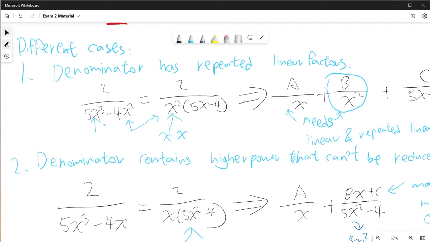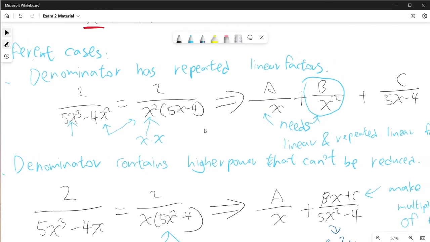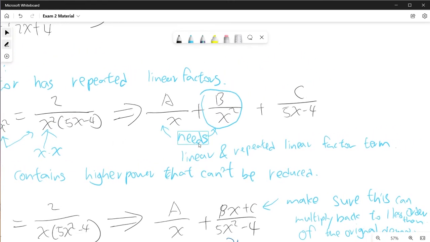But notice the x squared here actually has a repeated linear factor, right? It's x times x. This applies if you have x plus 1 squared, right? It's x plus 1 times x plus 1. It's a repeated factor, you can write it out and you see that it's repeated with a higher power. In that case, the expansion you should have needs the first linear term, so a over x, and plus b over x squared.